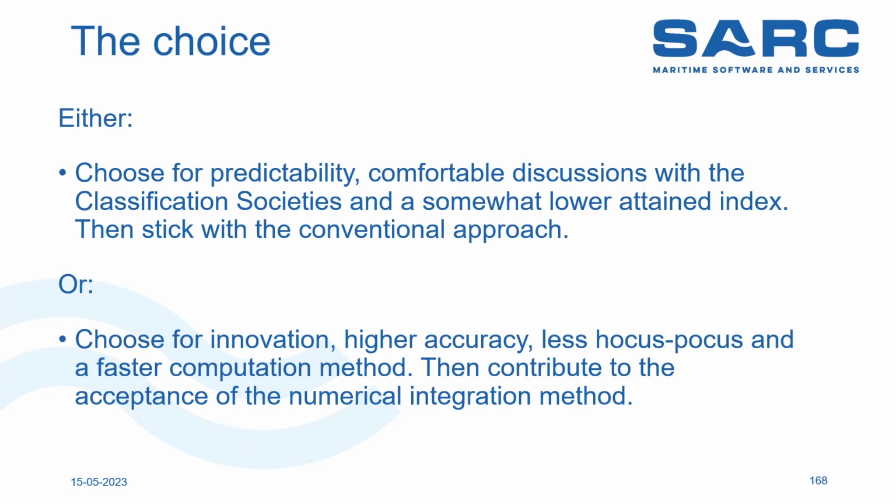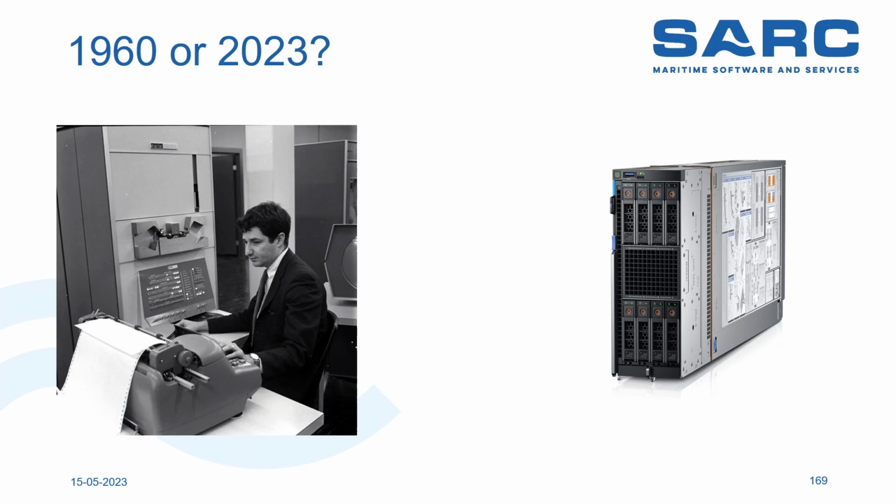And as said before, even if you just use it for quick study calculation, it can be quite a good method. So the choice is 1916 or 2023, though I earlier mentioned that it was actually 2005, but okay.